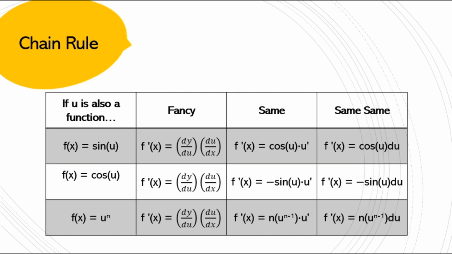We've got another couple versions of the chain rule, so let's summarize it with our table. So if we have a function f of x is equal to sine u, fancy wording looks like this.